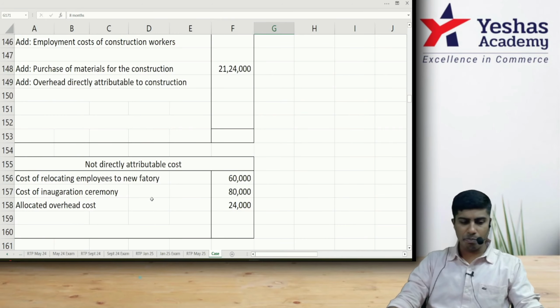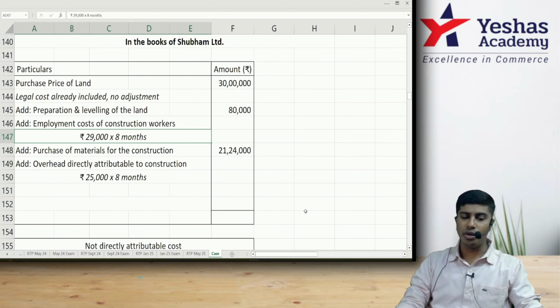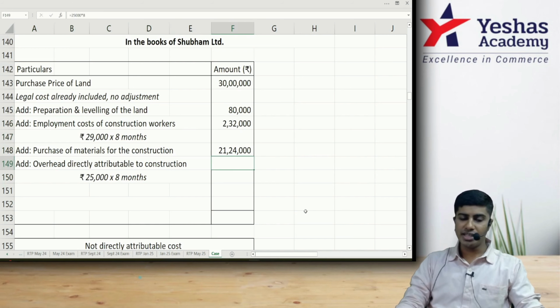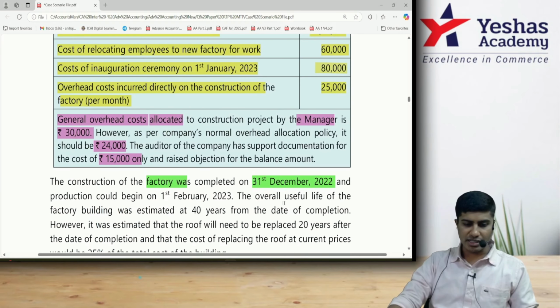So when 8 months is the period of construction, I would write here my salary of 29,000 per month into 8, 25,000 overhead into 8. Can I say 2 lakh 32 and 2 lakh will become part of the cost of PPE? Come, what's next after that?